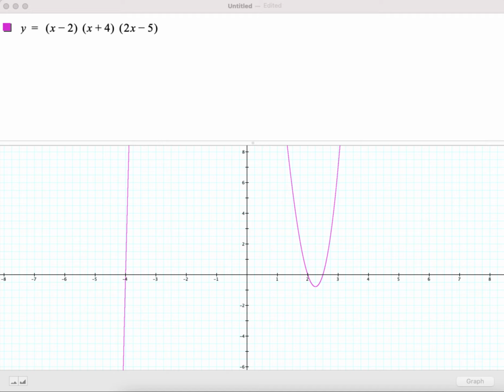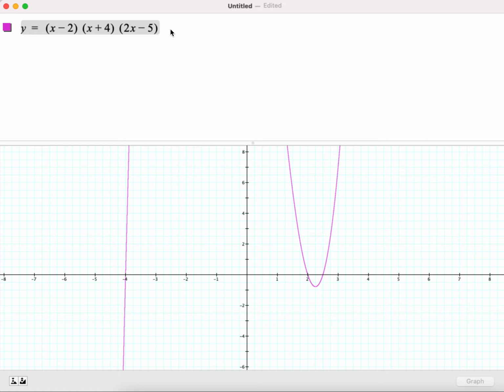All right, I want to get a video out on polynomials for this week for the pre-calc class, and I'm using the software to analyze these things now so we can see the connections between the polynomials and the graph. Now this thing is already in factored form here.